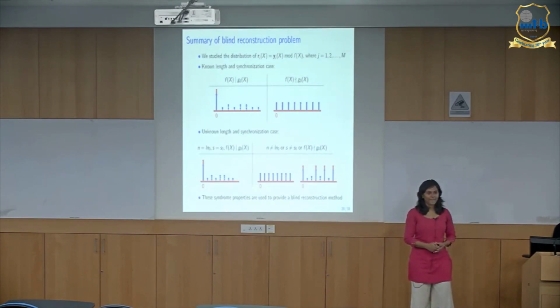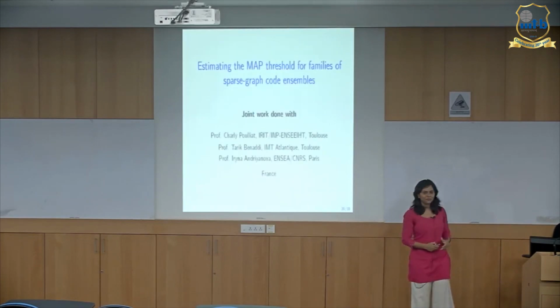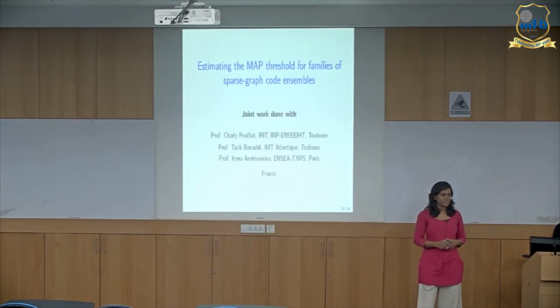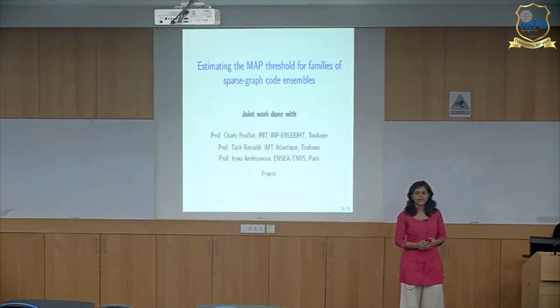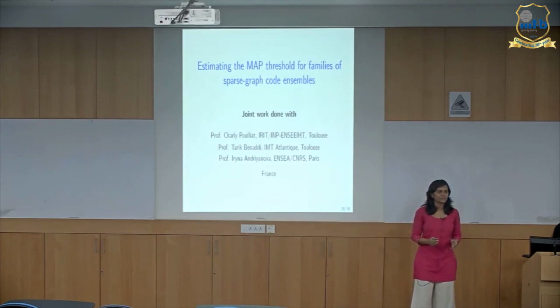Okay. Now with this, I will move to the second problem, which is the last problem. This is the problem which I am working on currently. This problem is estimating the MAP, the maximum a posteriori threshold, for the families of sparse graph codes, which are LDPC codes and turbo codes. And I worked on this problem during my postdoc work.